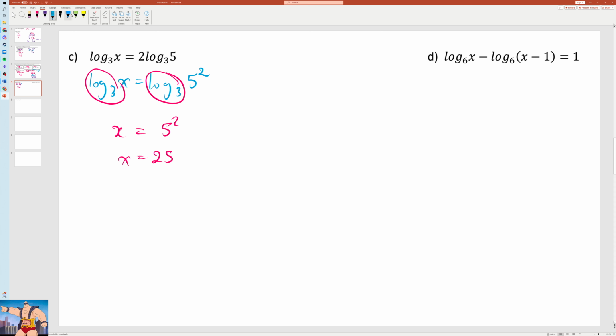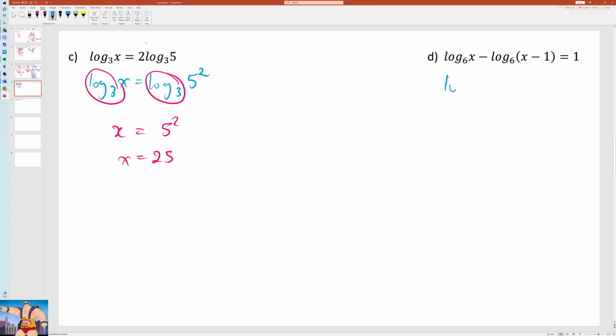And once again, I want to reiterate, we have to make sure that there's no other operation going on except for the log. So if there are any coefficients, multiplying, adding, subtracting, whatever, anything like that has got to go or be re-expressed. Okay, we have the log base 6 minus log base 6 of x minus 1.